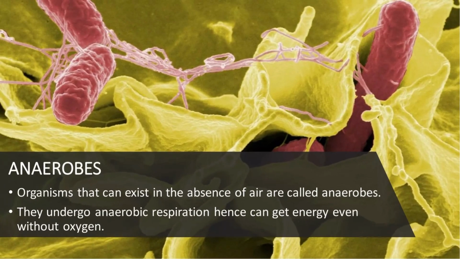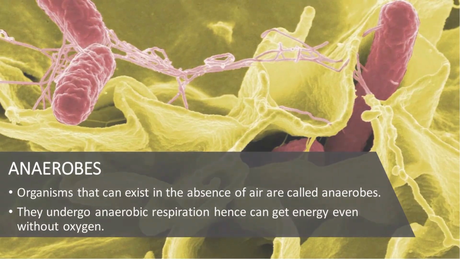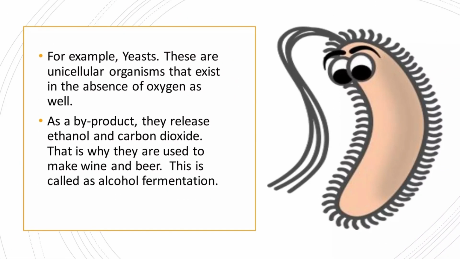Anaerobes. Organisms that can exist in the absence of air are called anaerobes. They undergo anaerobic respiration, hence can get energy even without oxygen. For example, yeasts. These are unicellular organisms that exist in the absence of oxygen as well. As a byproduct, they release ethanol and carbon dioxide. That is why they are used to make wine and beer. This is called alcohol fermentation.